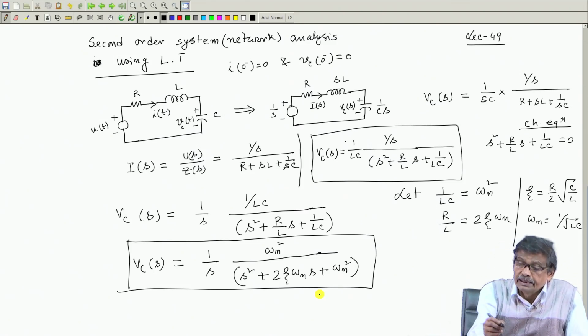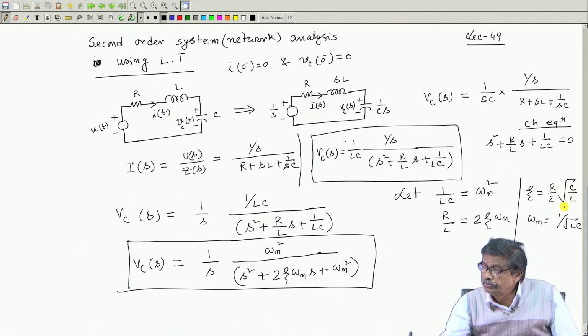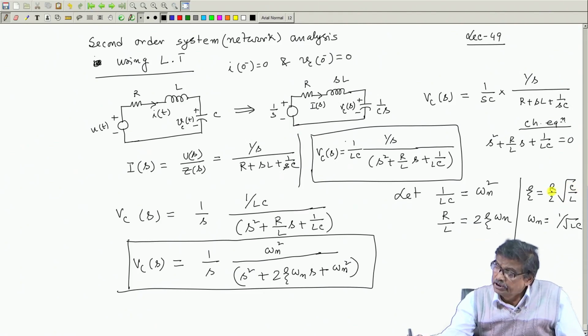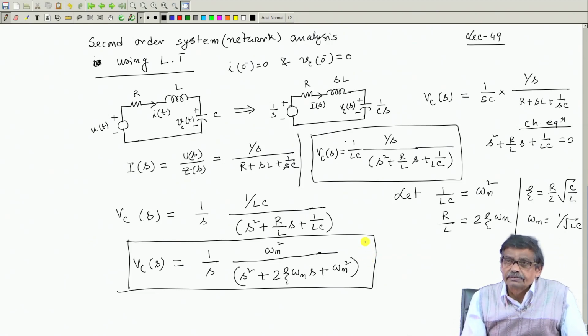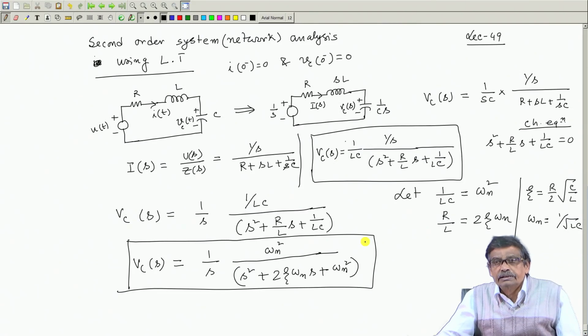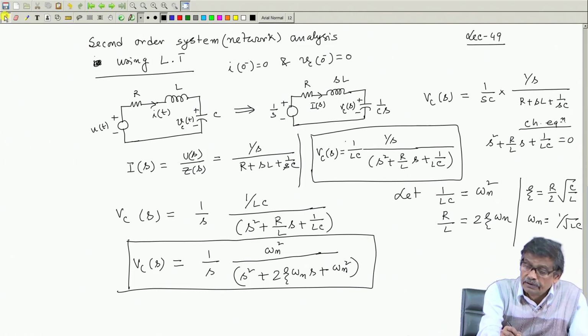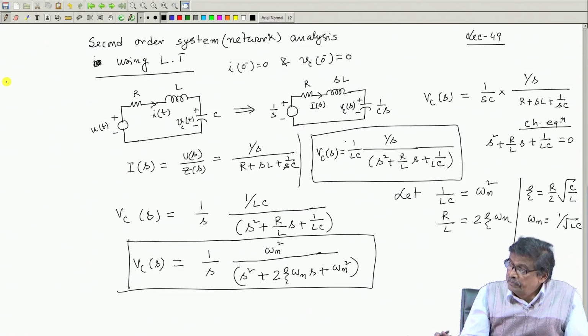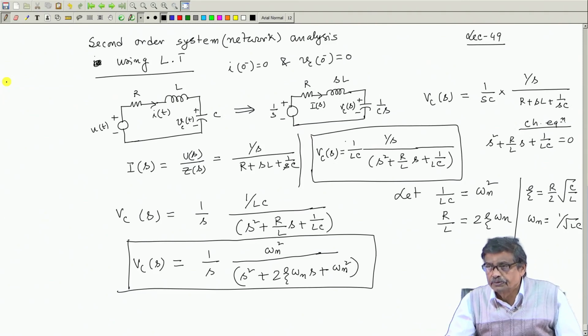So, I will take 3 conditions. See, zeta is equal to R by 2 into root over C by L. If R equal to 0, zeta will be equal to 0. So, there will be 3 cases: when zeta is 0, when zeta is between 0 and 1, and another when zeta is greater than 1. So, case 1, let us assume the values of R L C are such that zeta becomes equal to 0.